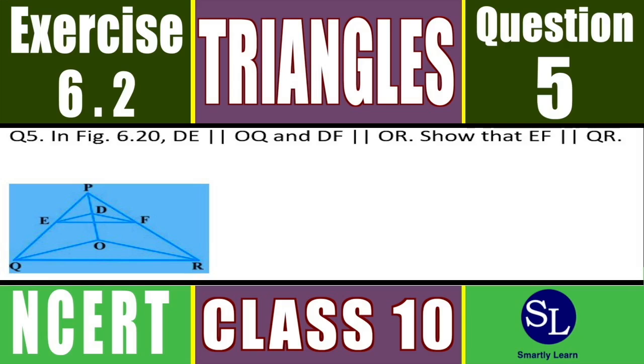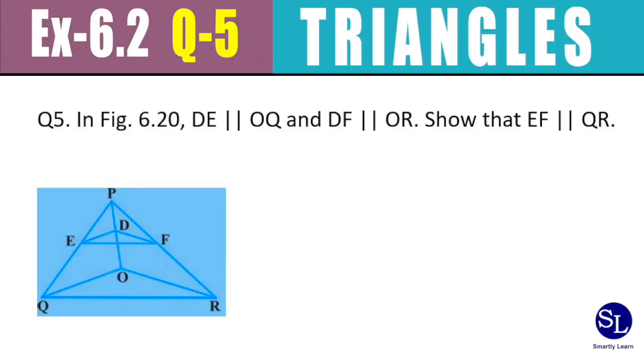In this video, let us see how to solve the fifth question in exercise 6.2. In the figure, DE is parallel to OQ and DF is parallel to OR. Show that EF is parallel to QR. Let's draw the diagram.